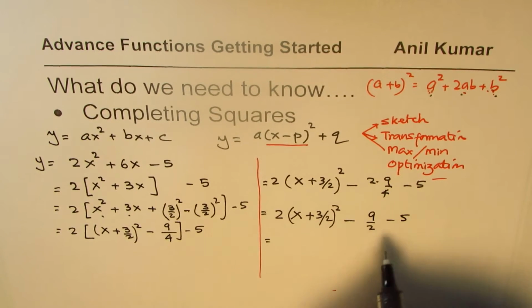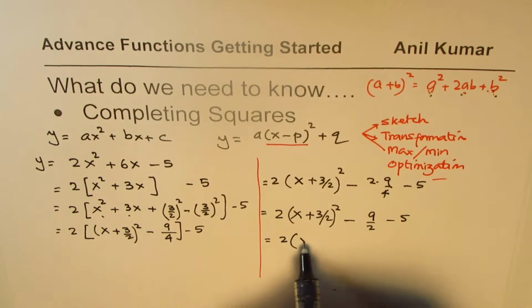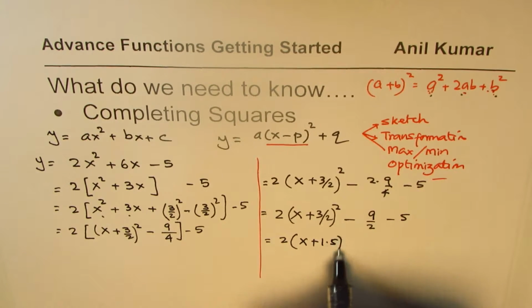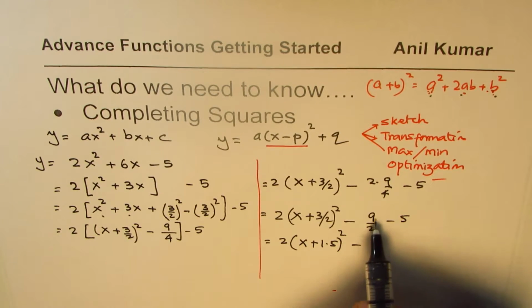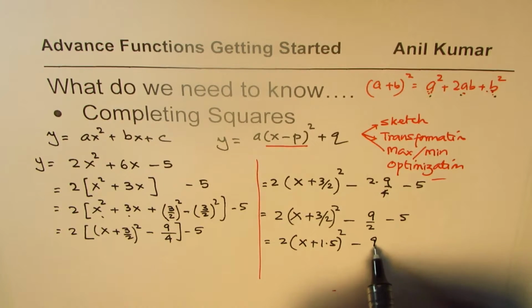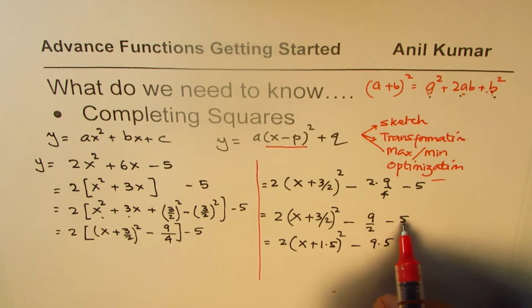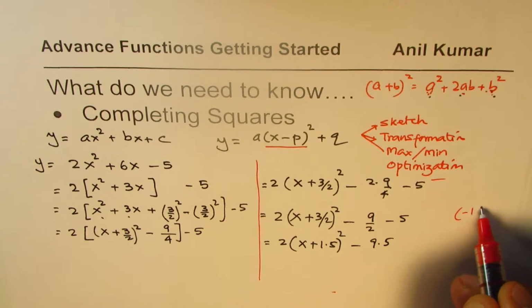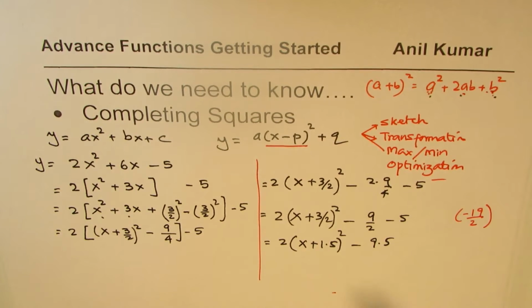Let me write them in decimals. You could also write in fractions, right? So it is 2 times (x plus 1.5) squared minus 4.5 minus 5. So half of 9 is 4.5, so that is minus 9.5 as a result. Well, you could have written in fractions also, which is minus 19 by 2, right? So you could also write this as minus 19 by 2. That's okay. So either way.